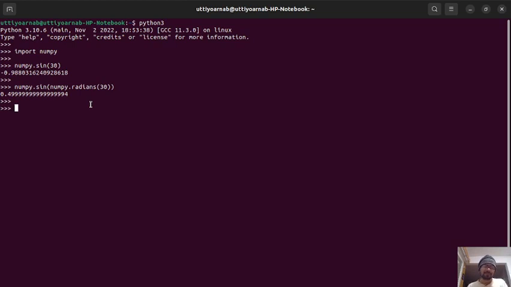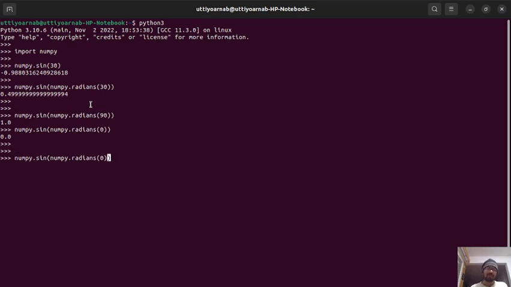So we can test some other values, say sine 90. Sine 90 is 1. Let's test another value, sine 0. Sine 0 is 0. We can also do it for cosine. We write cos, and we give cos 0. So cos 0 should be 1, right?